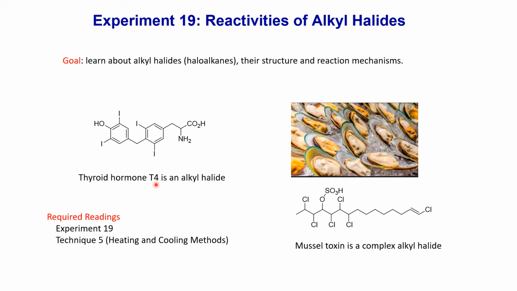If you look at T4 thyroid hormone, you will see the hydrocarbon here. Carbon is attached to iodine, right? So this is a haloalkane. T4 thyroid hormone is an alkyl halide. If you look at mussel or oyster, they contain some toxin and it is a complex structure, but it is an alkyl halide as well. It has a carbon center with a chlorine halogen atom attached to it, right? So these are all naturally occurring alkyl halides, okay?